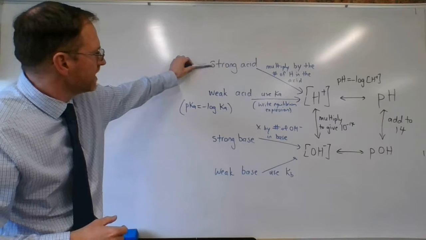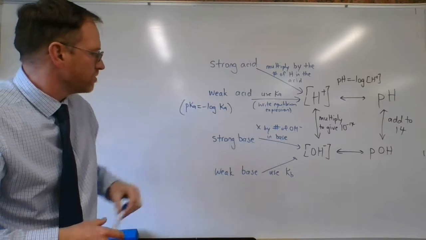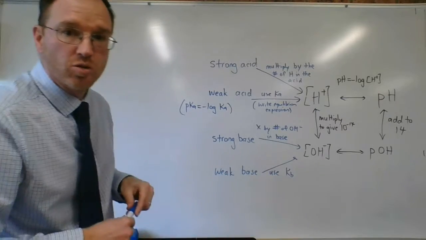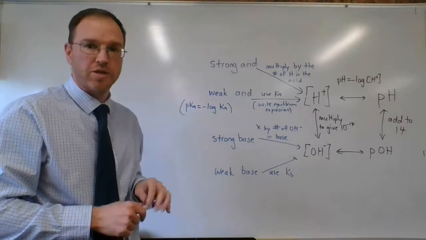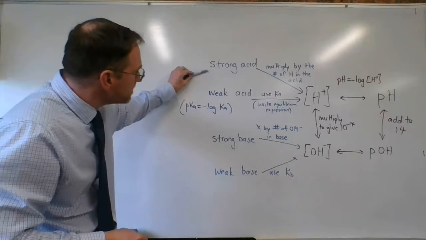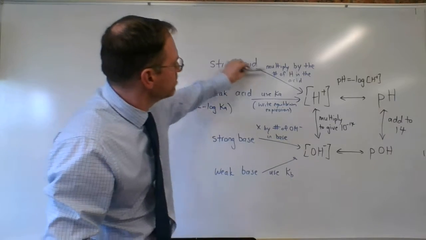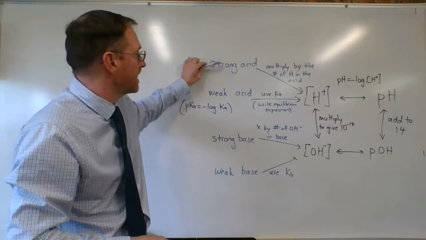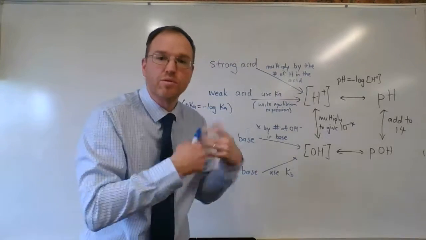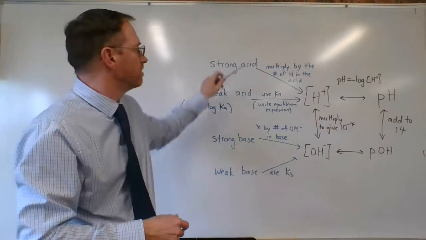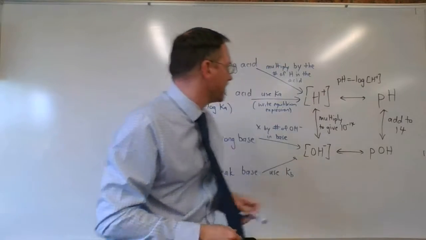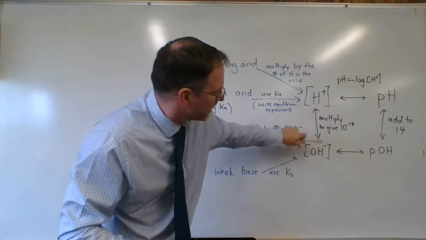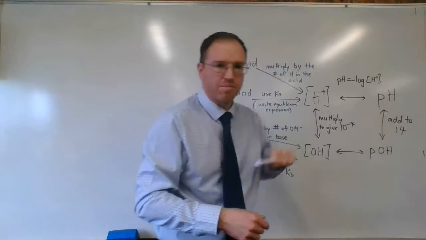If I've got a strong acid, a weak acid, a strong base or a weak base, I'm given the concentration and I'm asked to work out the pH. How do I do it? Strong acid, the concentration of hydrogen ions will be exactly the same as the concentration of the acid, but I multiply it by the number of hydrogen ions released by each molecule of the acid. Then I can work out pH. Strong base, exactly the same, but I'm using hydroxide ions. Then I can work out pOH and pH.